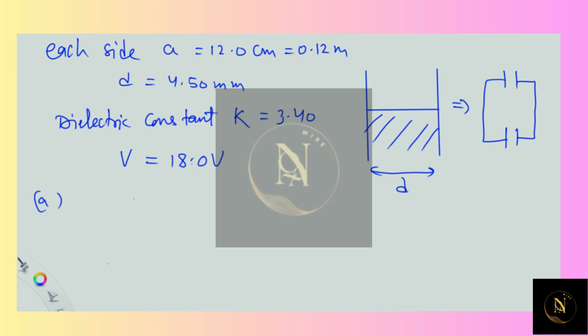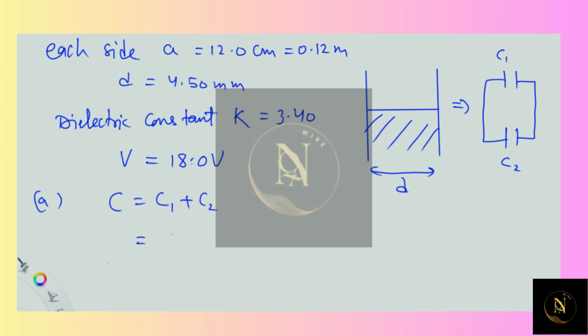Now in the first part of the problem we have to find the equivalent, the net capacitance of this combination, and that will be given as, these two capacitors having capacitances C1 and C2 are in parallel, so it will be given by C1 plus C2.